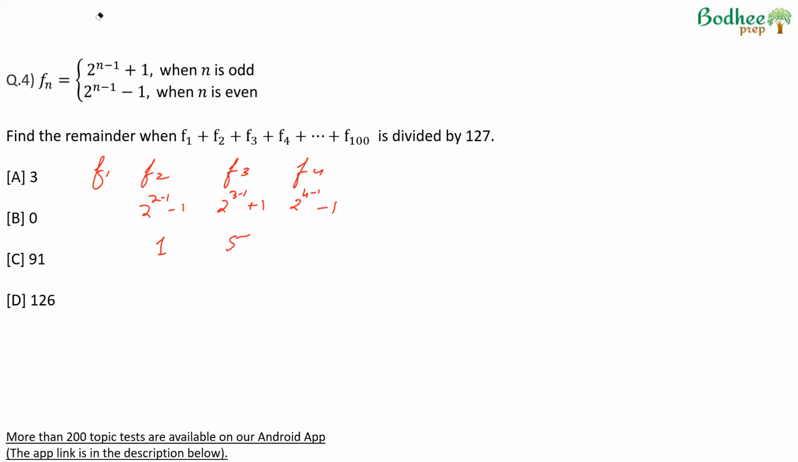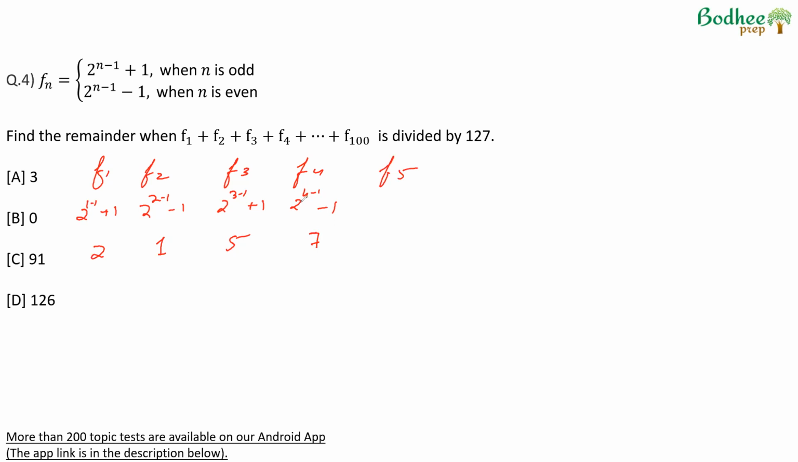If you look at F1, it will be 2 raised to power 1 minus 1 plus 1. So 2 raised to power 0 is 1, 1 plus 1 is 2. When we put F2, n is even, 2 raised to power 2 minus 1, minus 1. Here we'll get 5, 4 plus 1. Then we'll get 8 minus 1, which is 7.